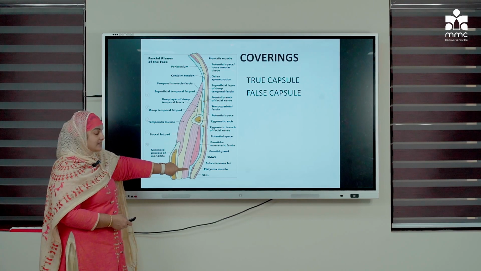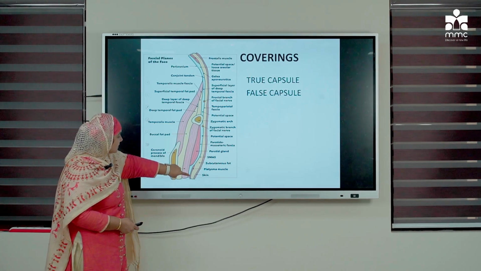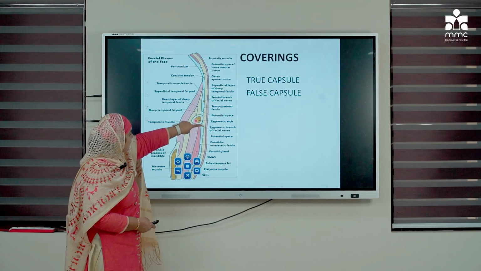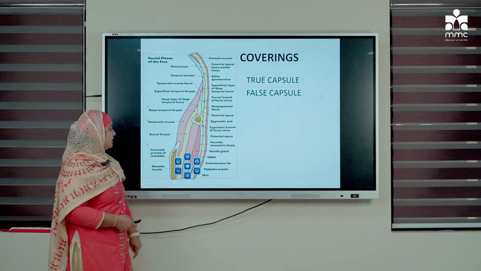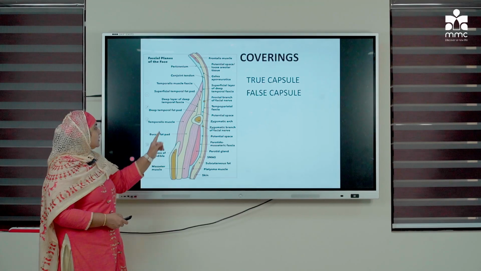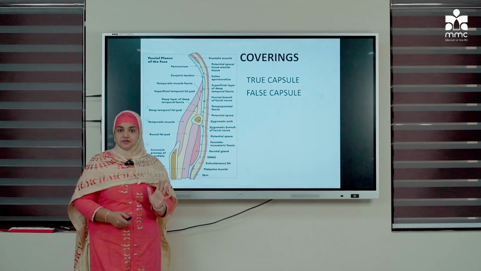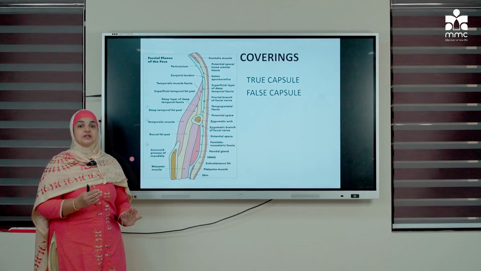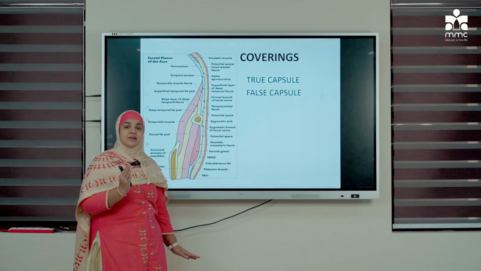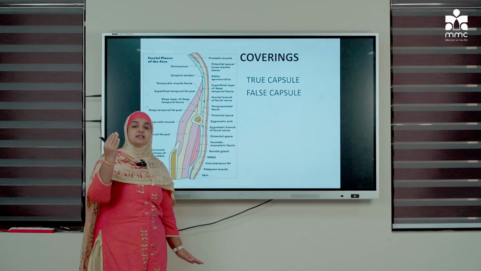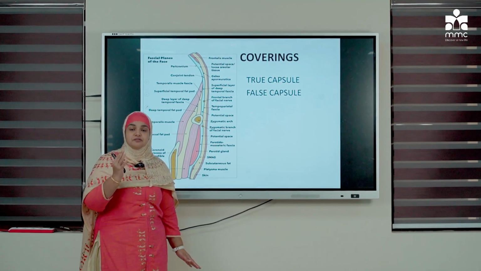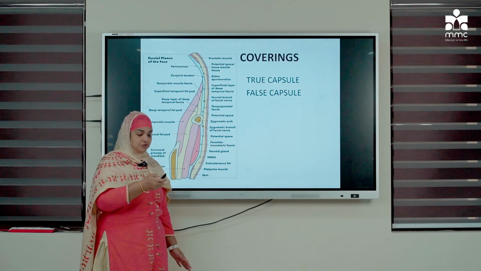So we can see that this superficial lamella is covering the masseter and it is covering the parotid gland, and finally it gets attached to the zygomatic arch. So that is called the parotidomasseteric fascia. The superficial lamella of the investing layer of deep cervical fascia covers the masseter and the parotid gland and gets attached to the zygomatic arch. Hence this false capsule is a tough fascia called the parotidomasseteric fascia.